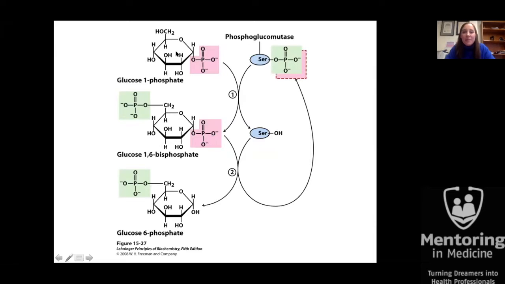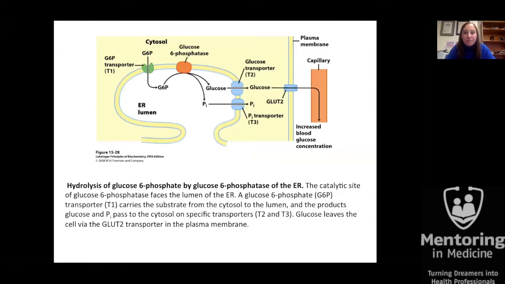Phosphoglucomutase is the enzyme that converts G1P, which is the product of glycogen breakdown, into G6P, which is necessary because there's nowhere for G1P to go in terms of the glycolytic pathway. We have to convert it to G6P in order to funnel it into the glycolytic pathway. I mentioned that in the liver, there's an enzyme called glucose 6-phosphatase that results in G6P being converted to glucose, which can then be sent out into the bloodstream.